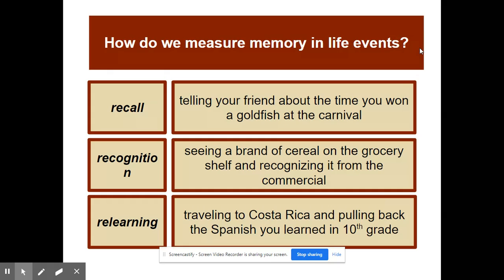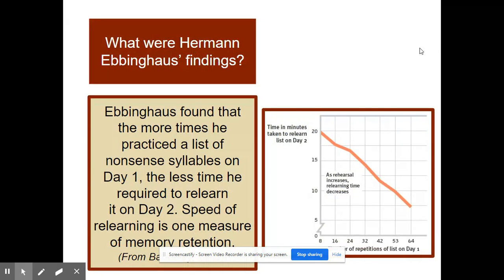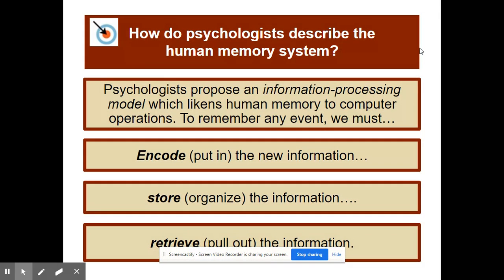So, how do we as psychologists describe the human memory system? It's through information processing. It is encoding, that means we put in new information. We store, what we call organizing information, or retrieve, that we pull it out from our memory.